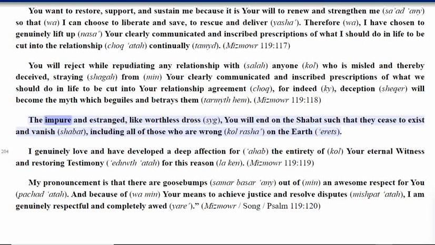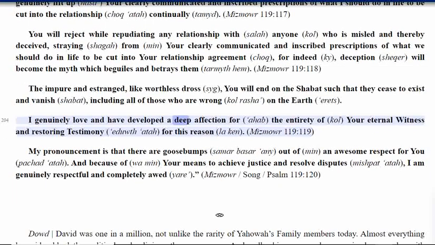119:118. The impure and estranged, like worthless dross, you will end on the Shabat such that they cease to exist and vanish, including all of those who are wrong on the earth. I genuinely love and have developed a deep affection for the entirety of your eternal witness and restoring testimony, for this reason.